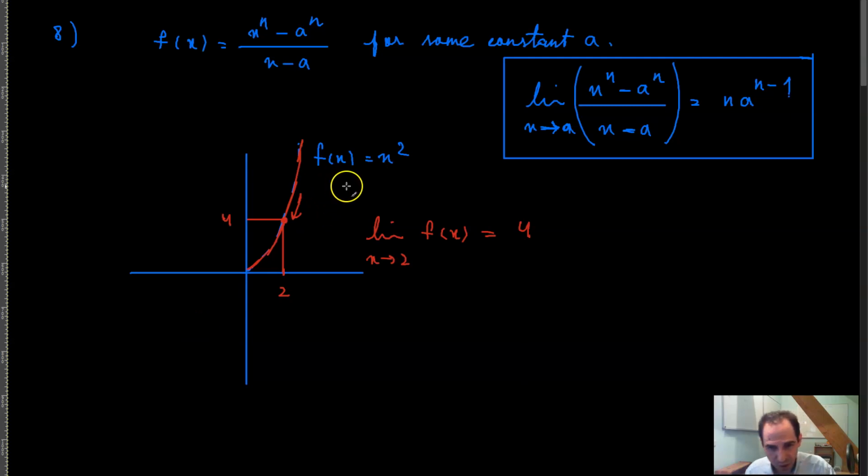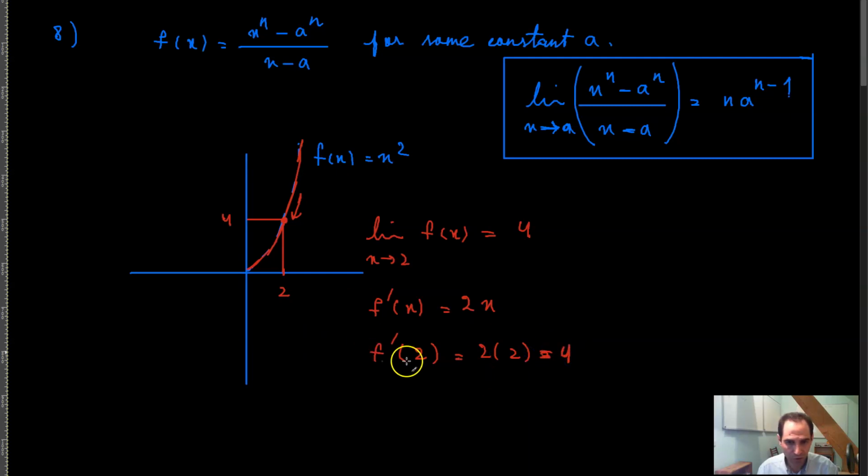And it just so happens that if you take the derivative of this function, the f prime of x, that is actually equal to 2x. Meaning that f prime of 2 is also equal to 2 times 2, which is equal to 4. Of course, you can call this just a coincidence.